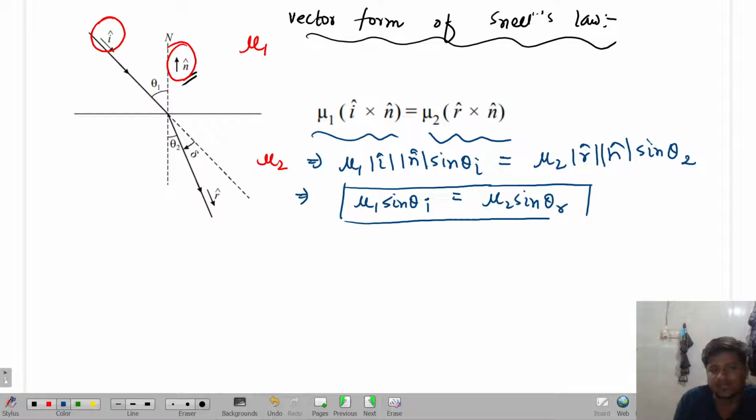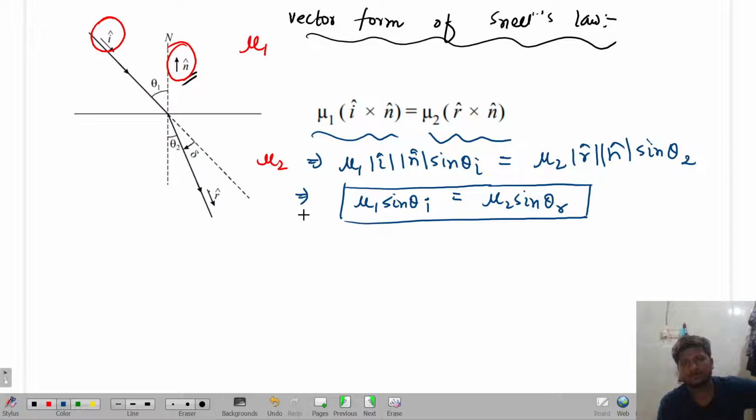This is your equation for Snell's law. So this is why we are trying to represent the whole of mu1 sine theta 1 and mu2 sine theta 2 in terms of the vector form of Snell's law. What does it say? That the cross product of the incident ray and the normal, multiplied by the refractive index of the medium in which it is going to lie, must be equal to the product of the refractive index of that medium and the cross product of the refracted ray with the normal.